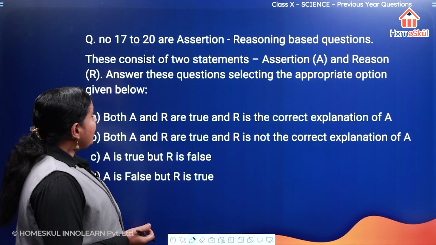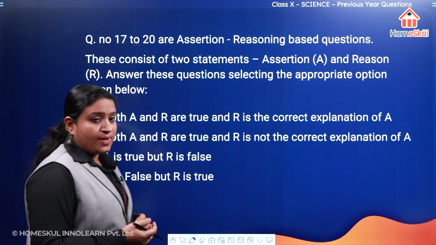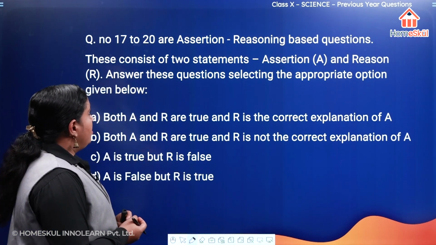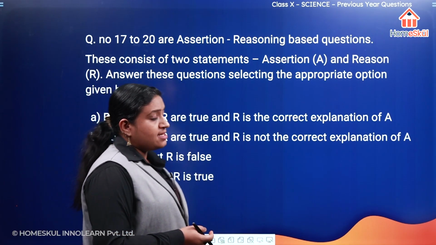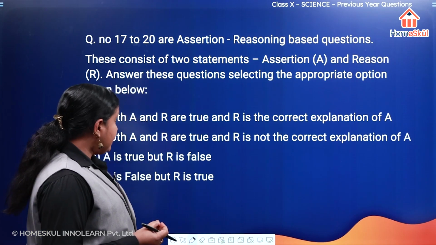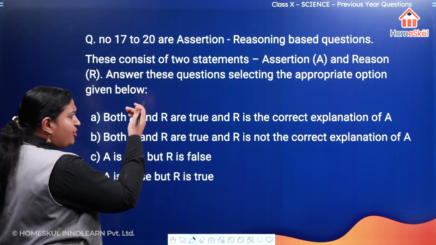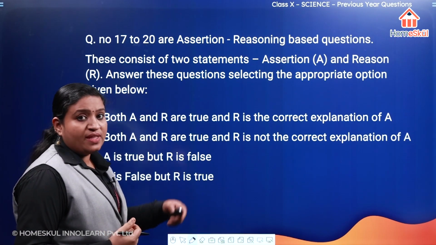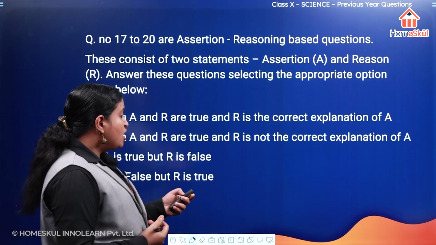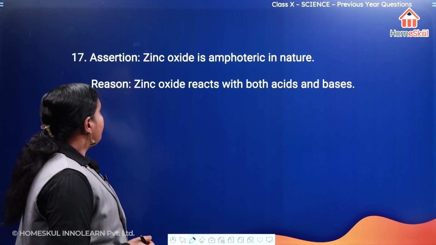Now, coming to assertion reason questions. There will be two statements given. The first one will be assertion and the second one will be the reason. And you have to select the correct option based on the assertion and the reason given. So, let's have a look at the question first.